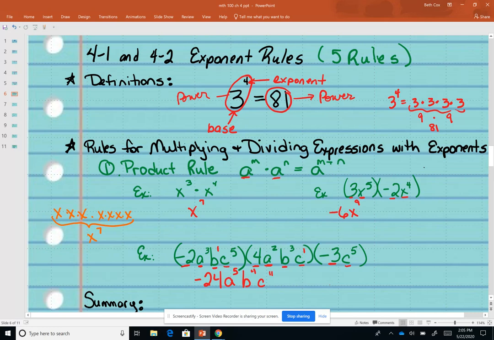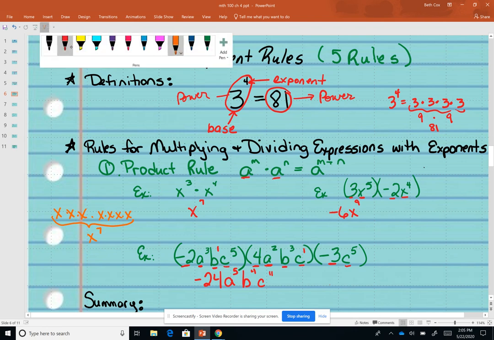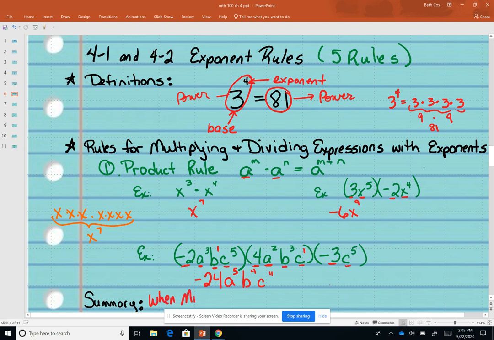So in summary, for our first rule, when multiplying powers that are alike, with alike bases, you can add the exponents. So there's that little trick in there. All right, let's go to the second one.